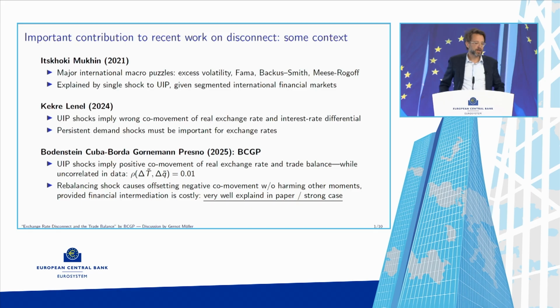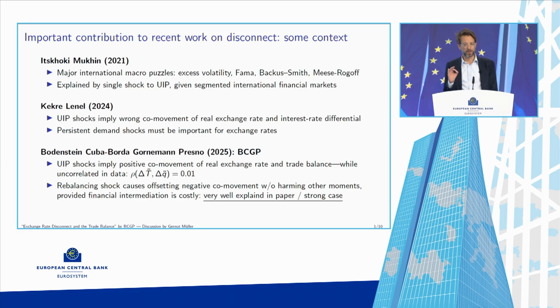And it has also triggered, of course, some follow-up work. I think the next paper in the list is the Kekre and Lenel paper, which Martin also mentioned. Their point is that these UIP shocks are all fine, except that they induce the wrong co-movement between the level of the real exchange rate and interest rate differentials. So their take is you need other shocks, namely persistent shocks to preferences, to get the full picture right. This is where Martin's paper comes in, the BCGP.